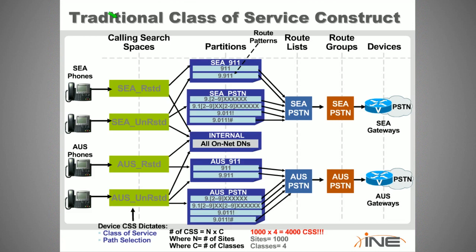But if you ever happen to or plan to merge with another company or grow at a fast rate, or even just want to cut down your administrative duties and troubleshooting possibilities, this quickly gets out of hand. Even for small sites, even if you only have 10 sites. Okay? Even if I only have 10 sites, that's still 10 times 4 class of restrictions. That's still 40 CSSs, 40 partitions. And if I've got only 6 patterns, that's still 40 times those 6 patterns, or 240 patterns I have to build.